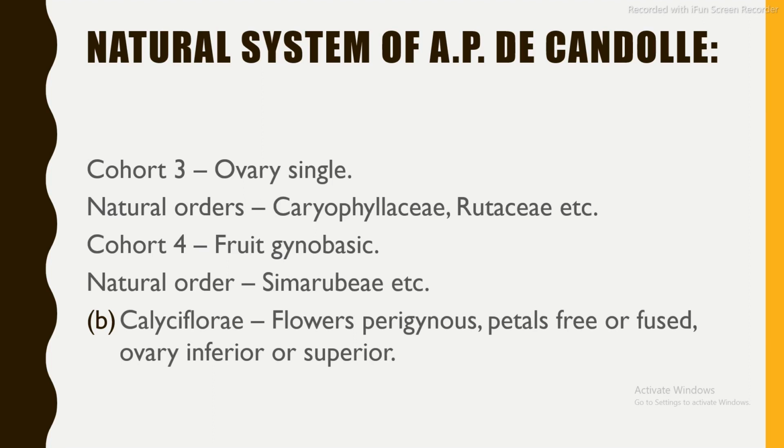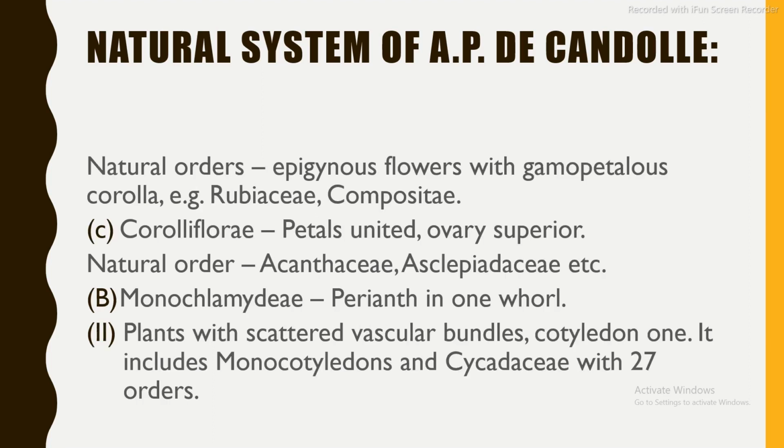Calycifloraee, flowers perigynous, petals free or fused, ovary inferior or superior. Natural orders epigynous, flowers with gamopetalous corolla, Rubiaceae, Compositae. Corolliflorae, petals united, ovary superior. Natural orders Acanthaceae, Asclepiadaceae, etc. Monochlamydeae, perianth in one whorl, plants with closed vascular bundles, cotyledon 1. It includes monocotyledons and Cycadaceae with 27 orders.